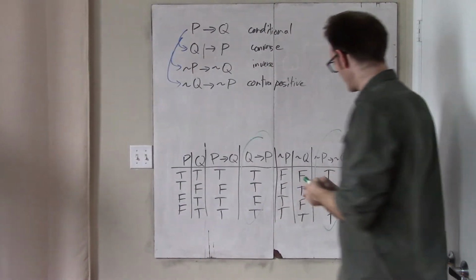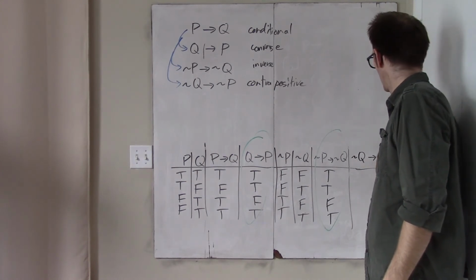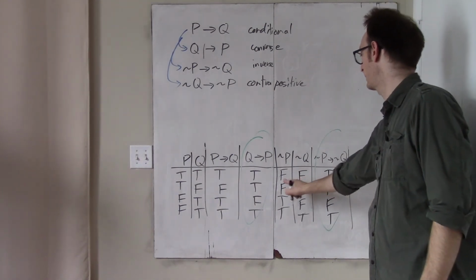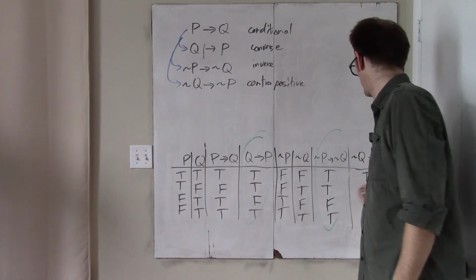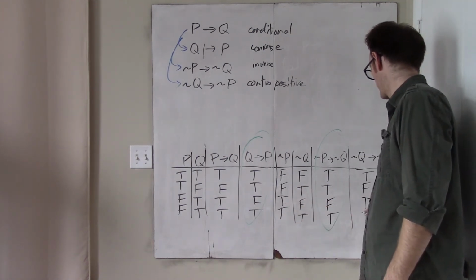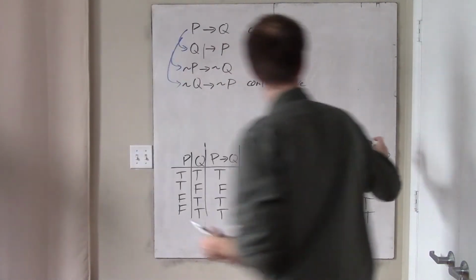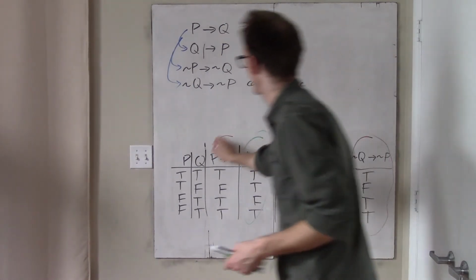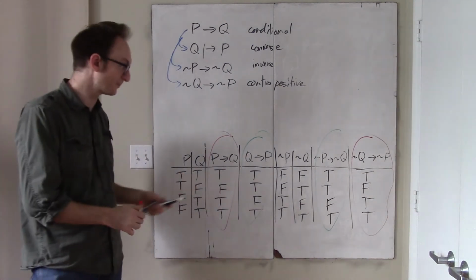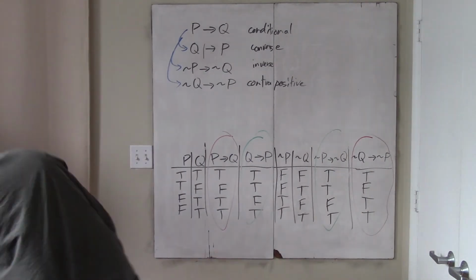And the contrapositive, well, I have enough space to just do it right here. False arrow false is true, true arrow false is false, false arrow true is true, and true arrow true is true. So what did I just learn? I learned that the contrapositive is logically equivalent to the original conditional. Okay, so this is good little pieces of vocab to know if you're doing math or logic.